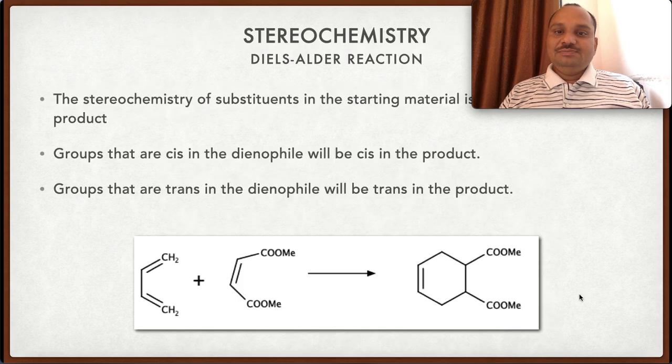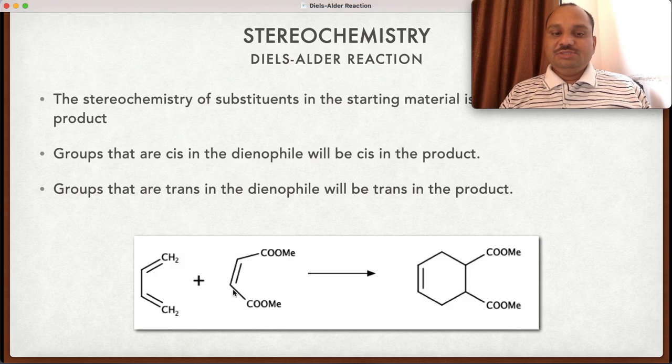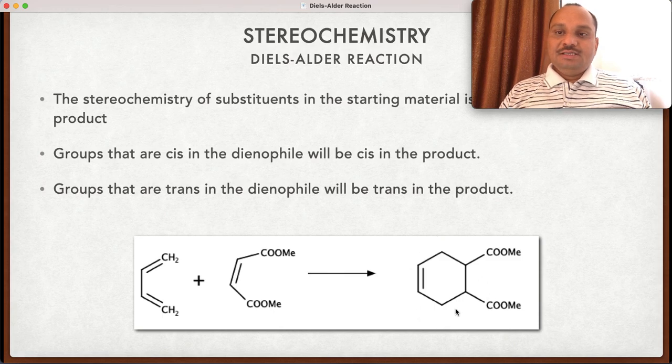Okay, then about the stereochemistry. In the Diels Alder reaction, the stereochemistry of the substituents in the starting material is retained in the product. That is, if the groups in the dienophile are cis, in the product the groups will be cis. Vice versa, the groups that are trans in the dienophile will be trans in the product. That is, the stereochemistry of the reactant is retained in the product.